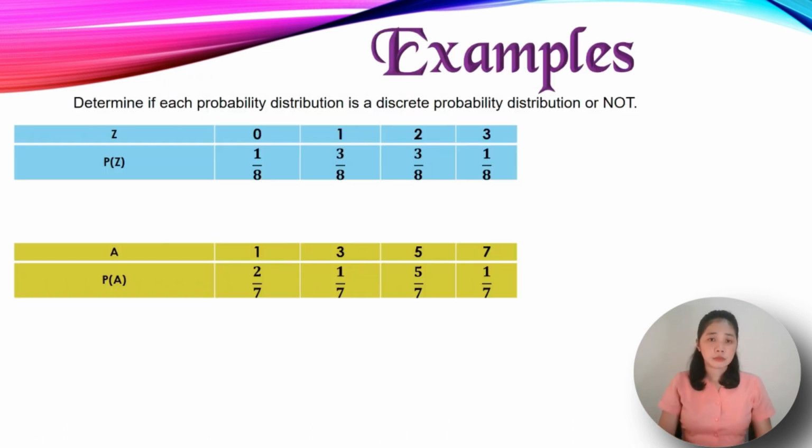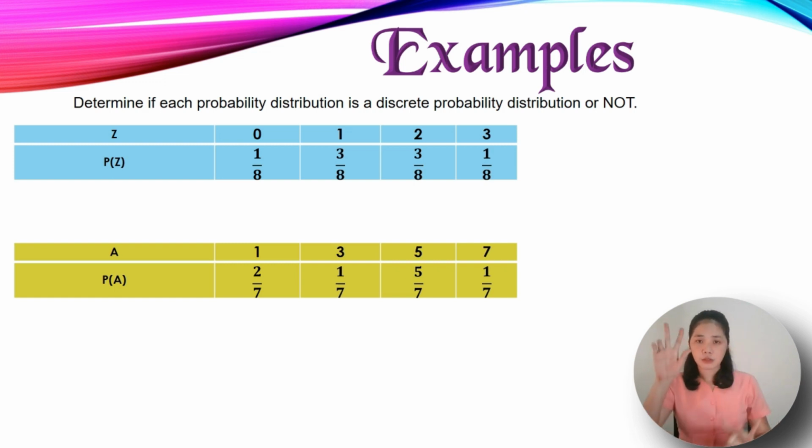Okay. This time, let us determine if each probability distribution is a discrete probability distribution or not. So we have here 2 tables of probability distribution, the blue one and then the yellow one. Let's start with the blue one. Z has 0, 1, 2, and 3, and its corresponding probability. For 0, we have 1/8. For 1, we have 3 all over 8. For 2, we have 3 all over 8. And for 3, we have 1 all over 8. Remember that each probability must be between 0 and 1, or it can be 0 or 1. So let's check.